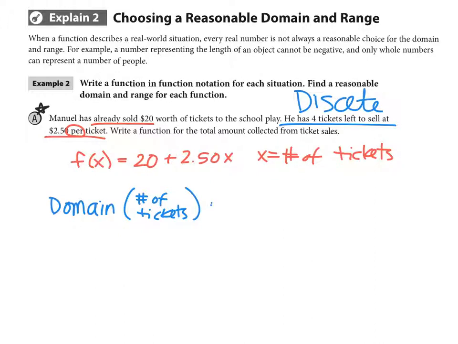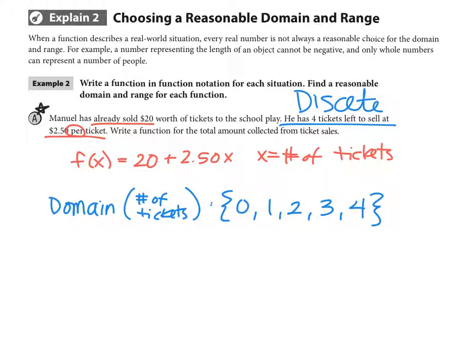Well, if he has 4 tickets left to sell, he could sell 0 tickets, or he could sell 1, or 2, or 3, or 4, but he can't sell more than 4. He can't sell 3.5. He can't sell less than 0. So this is the domain that we want to use.